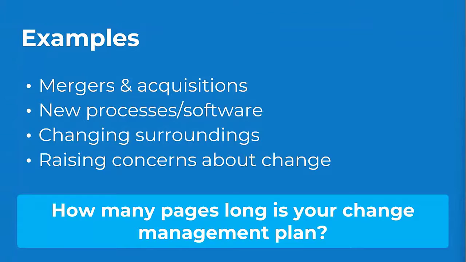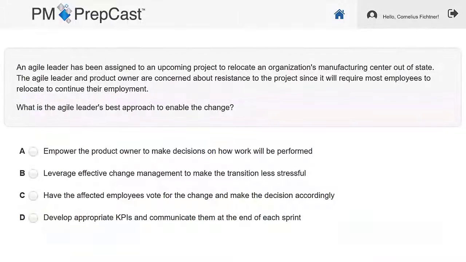There we go. Okay. One more PMP exam sample question for you. An agile leader has been assigned to an upcoming project to relocate an organization's manufacturing center out of state. The agile leader and product owner are concerned about resistance to the project, since it will require most employees to relocate to continue their employment. What is the agile leader's best approach to enabling this change?